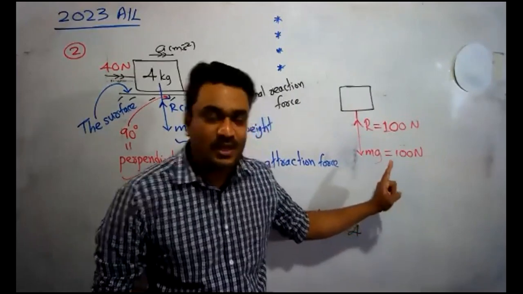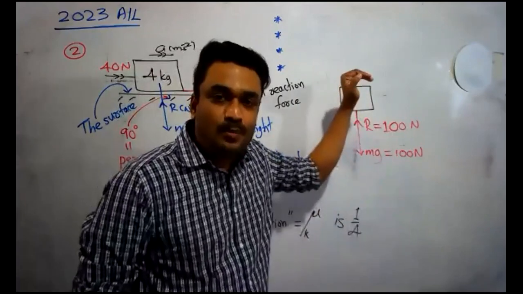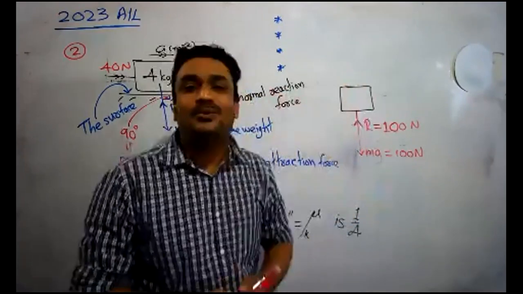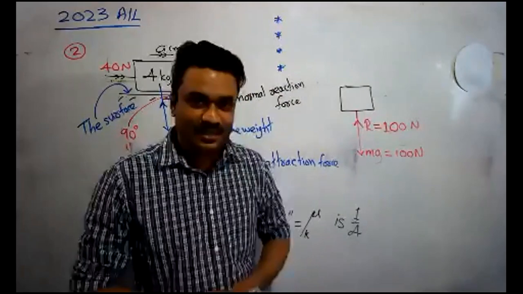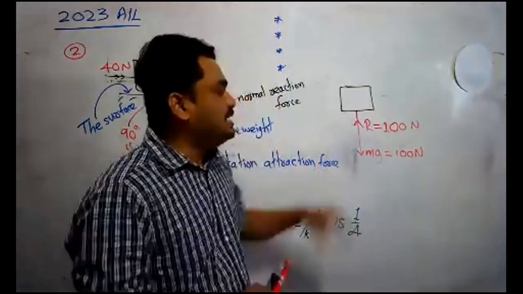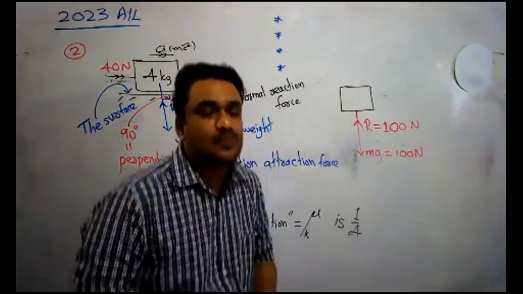So the object will not be moved upward and the object will not be moved downward, but we cannot say the object is at rest. Why? Object is not moving upward. Constant velocity. Object is not moving downward, but we can't say that the object is at rest. Why?